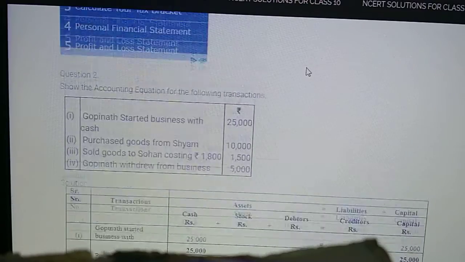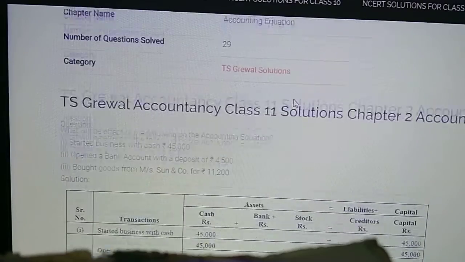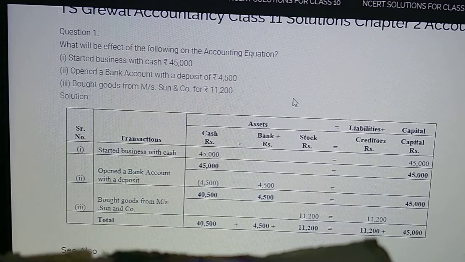So moving ahead, I have this example. You can see here question number one: what will be the effect of the following on the accounting equation? So we can simply understand how we make an accounting equation. My first statement is: started business with cash 45,000. So you have cash of rupees 45,000. So how do we start?